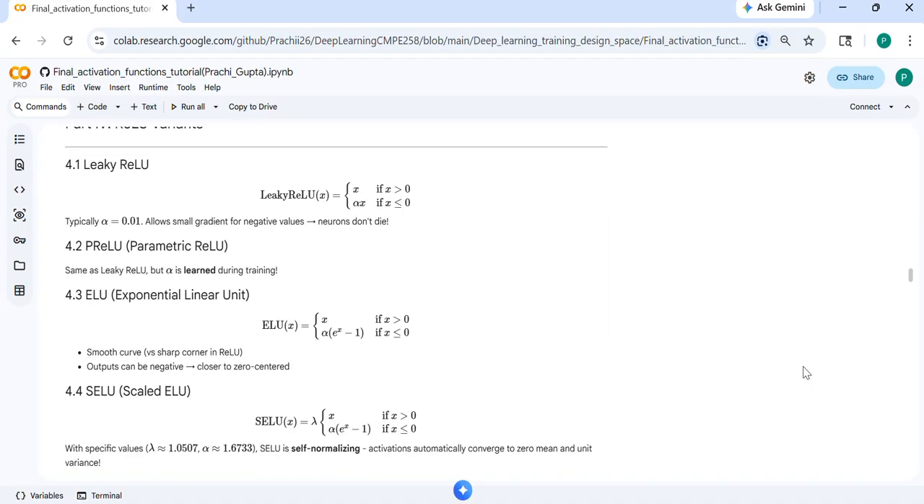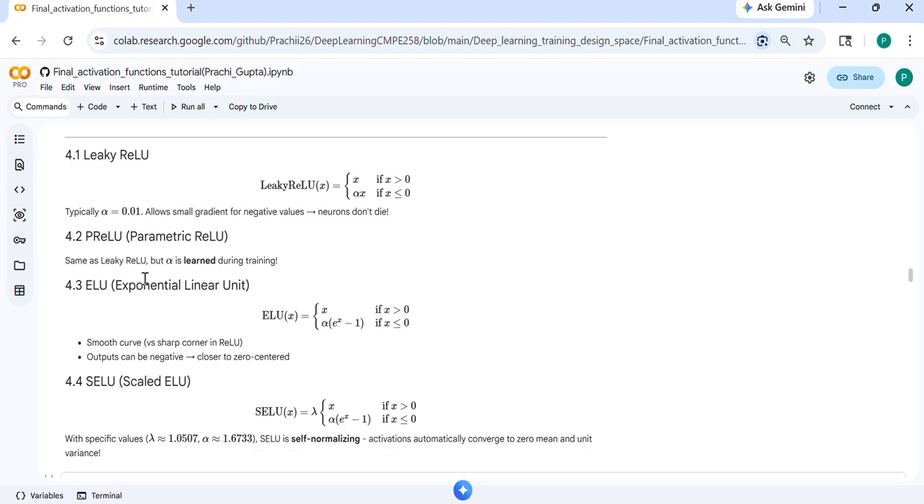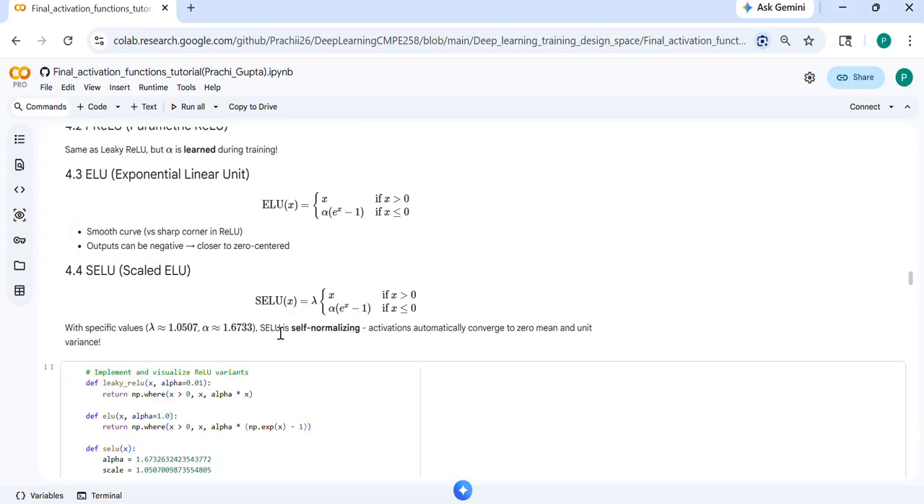So this cell introduces improved versions of ReLU. Leaky ReLU allows a small non-zero slope for negative inputs, which prevents neurons from dying completely. PReLU is similar but learns this slope during training. ELU introduces a smooth exponential curve for negative inputs, improving the gradient flow, and SELU further scales their behavior to maintain stable mean and variance during training.